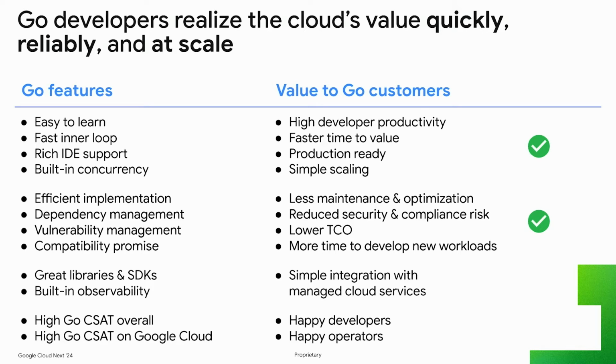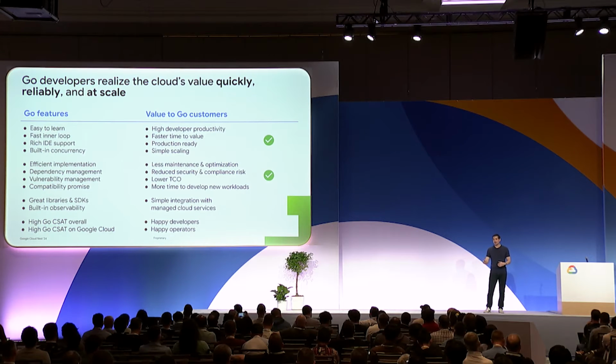This third row is about the cloud. Go is purpose-built for the cloud. The libraries and integrations and architectures that Go enables were meant for the cloud. They weren't retrofitted for it later. So this means that you can realize the cloud's benefits faster and easier than you can in other languages.